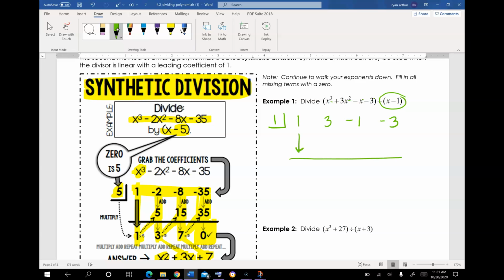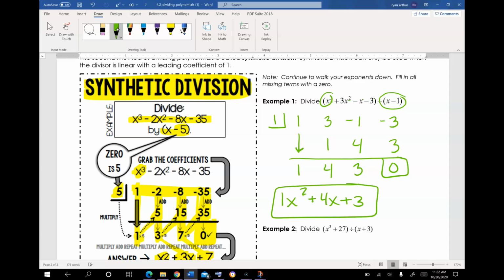Drop the first number down and get 1. 1 times 1 is 1. 3 plus 1 is 4. 1 times 4 is 4. -1 plus 4 is 3. 1 times 3 is 3. And it also gives me a remainder of 0. I started with a cube, so my answer is going to be a squared. So it's going to be 1x squared plus 4x plus 3. And that's your answer. Okay?